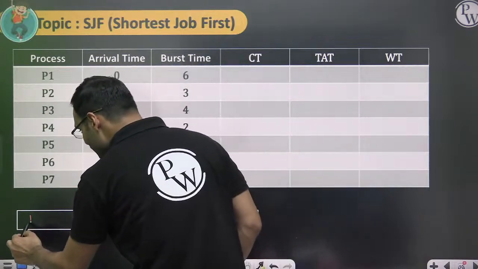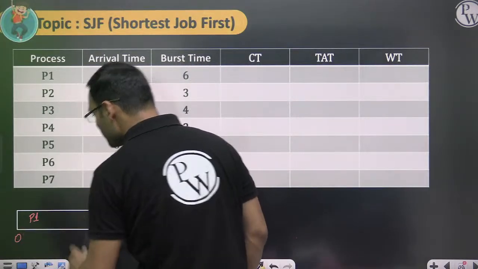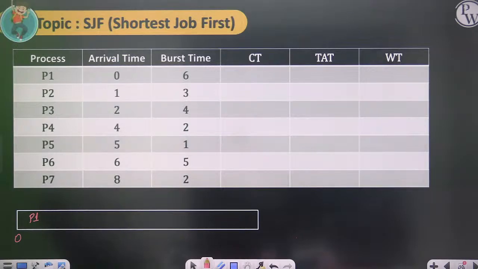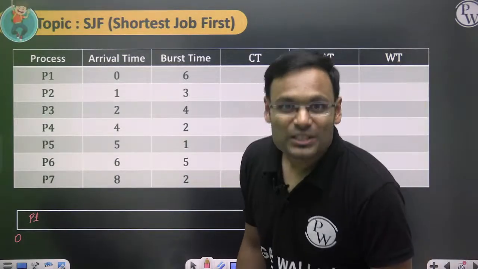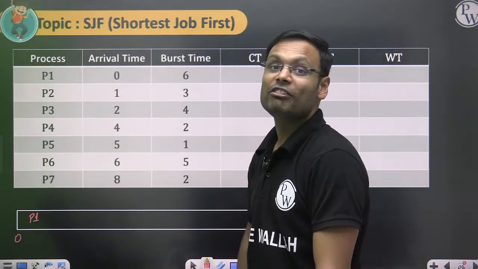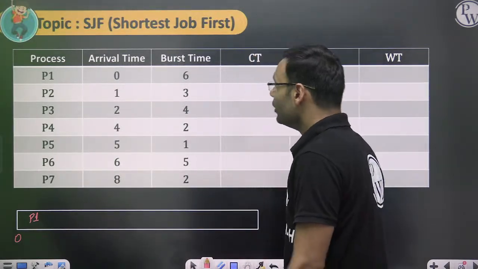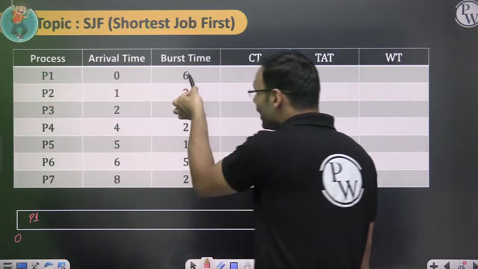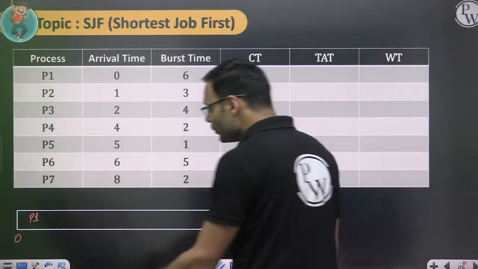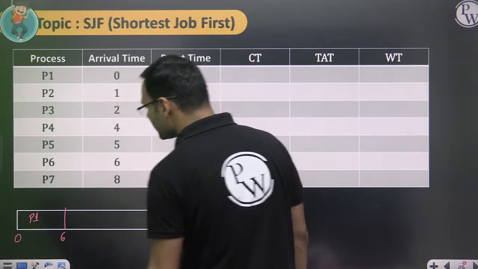So if only P1 has arrived, I'll have to run P1 first. Why so? Just because there is no other process arrived right now. I cannot see the future, re baba, that P2 will arrive at 8 or at 1 or something. No, whichever has arrived, I'll have to schedule that. So P1 already arrived at 0. I'll have to schedule it and it will run for 6 time units.